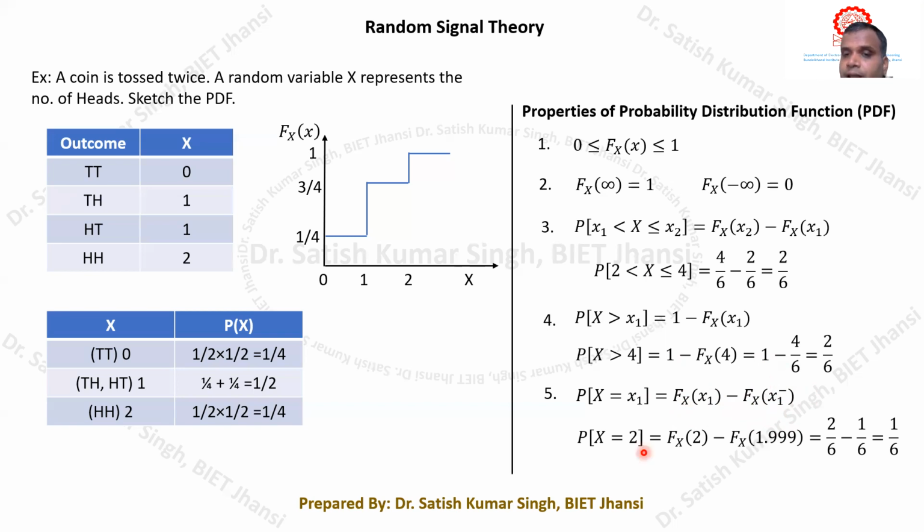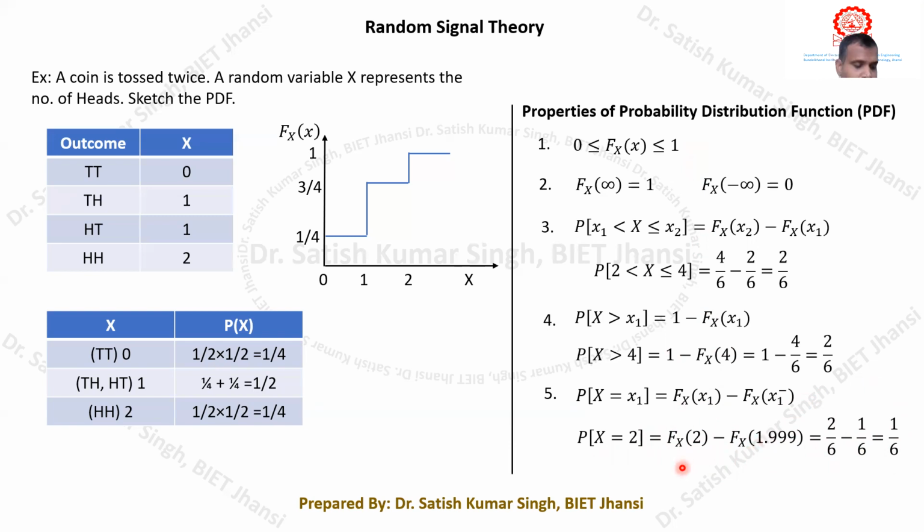For example, if we want to calculate the probability that the random variable x is equal to 2, then that can be calculated by Fx(2) minus Fx of a small decremental value in the random variable, that will be 1.999. In the previous case, Fx(2) is equal to 2 by 6, and the probability of getting 1.999 is equal to 1 by 6, and therefore the probability of getting x equal to 2 is 1 by 6. So try to understand this whole discussion.